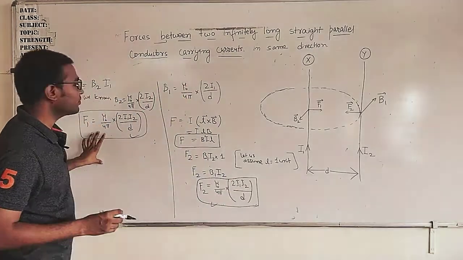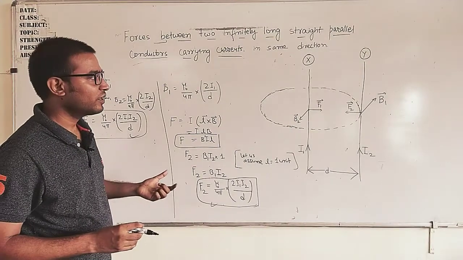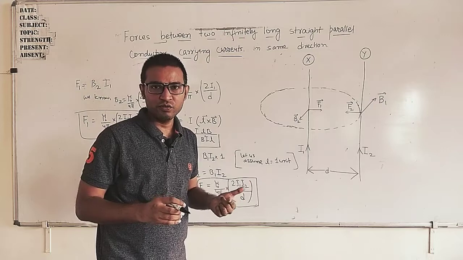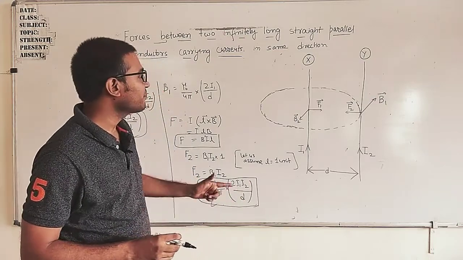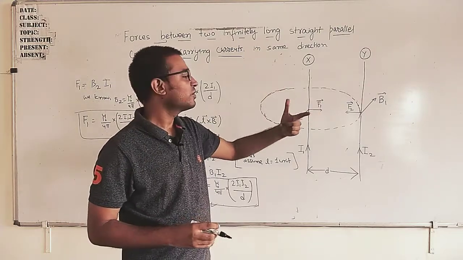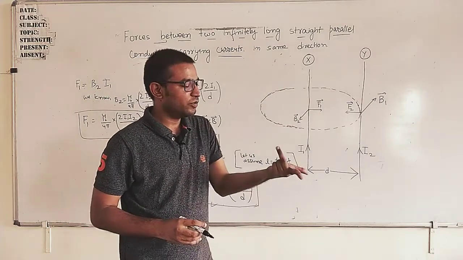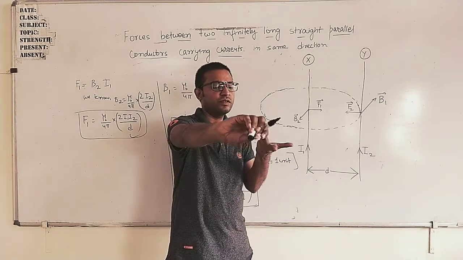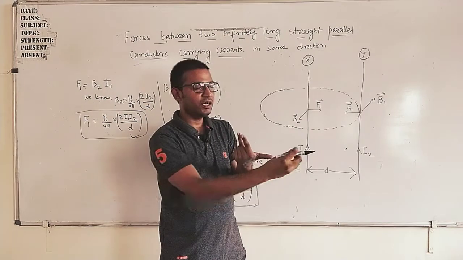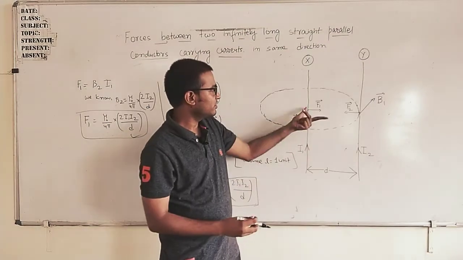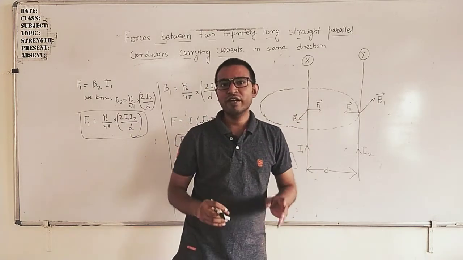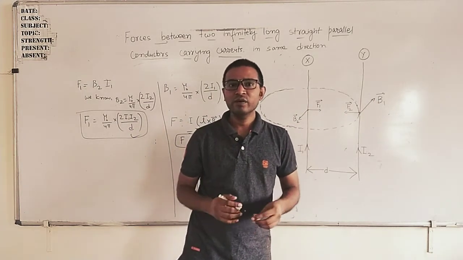How do we determine the direction of the force over here? Again we can use the Fleming left hand rule. Fleming left hand rule states that here the B will be towards the outside of the board. So this is the board, this is the direction of the magnetic field, and the current is upward, and the thumb indicates the direction of force. So this force will be towards the wire Y. So overall we find that the force is attractive.